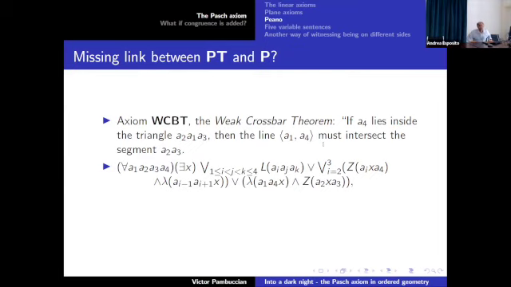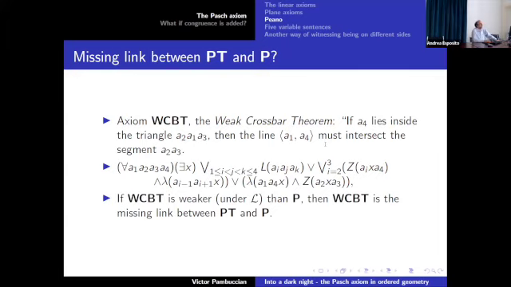Okay, good. This is the formal statement. This is why I gave you a picture, because you probably won't like the formal statement very much. If the weak crossbar theorem is weaker than the Pasch axiom, which we don't know, then the weak crossbar theorem is actually a missing link between PT and P. This has a significant importance, even if it's not weaker or whatever. Why?